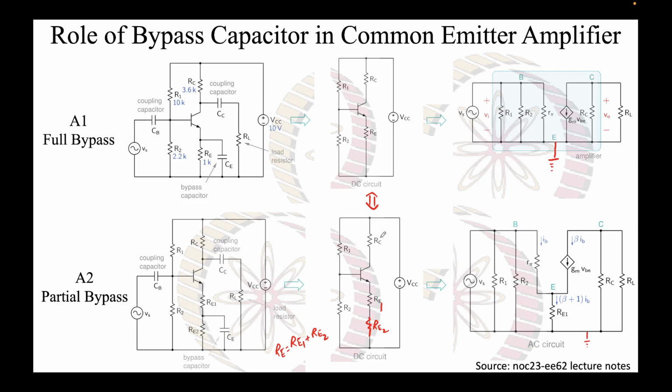The DC circuits remain the same, while the AC circuits are not the same. They're different. There is a resistance RE1 coming between the emitter and ground over here, while it's a short. Okay, so just now we'll ignore DC since we don't care about it, they are the same. Now we'll only analyze the AC part.